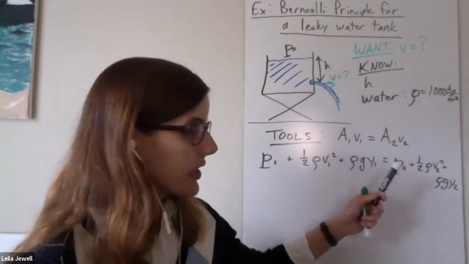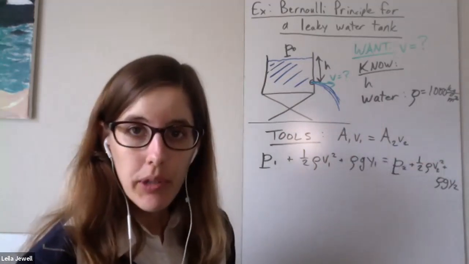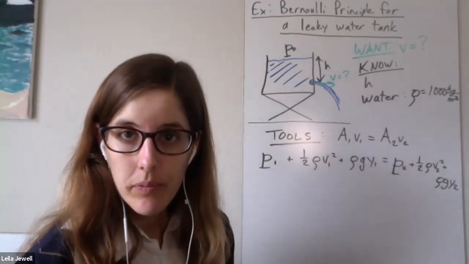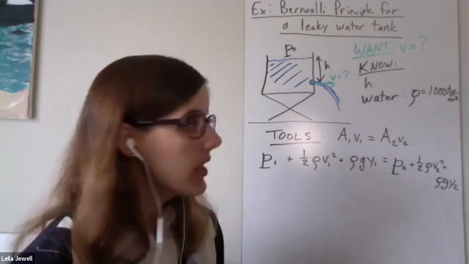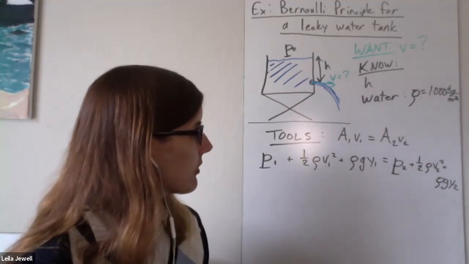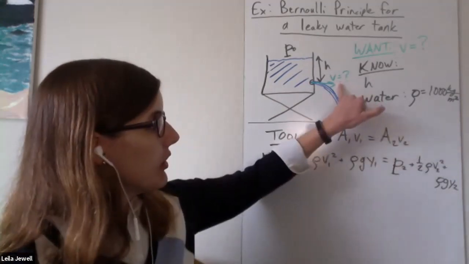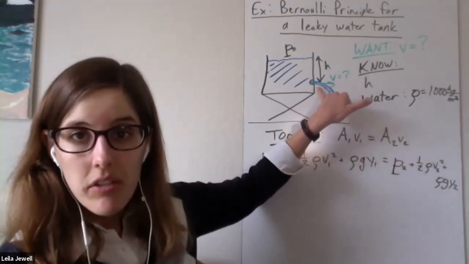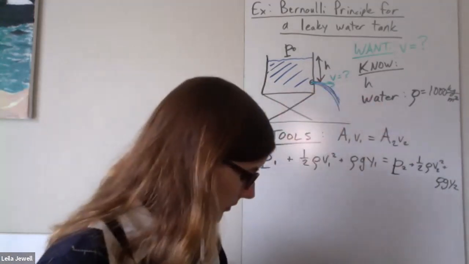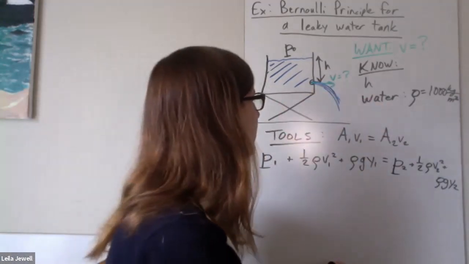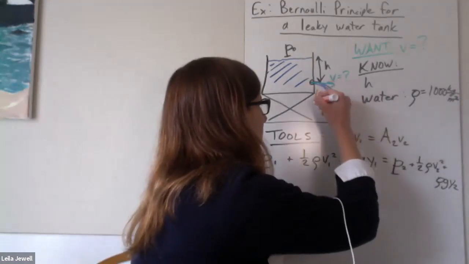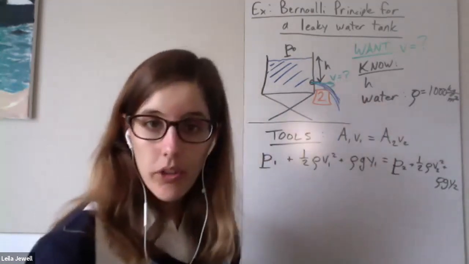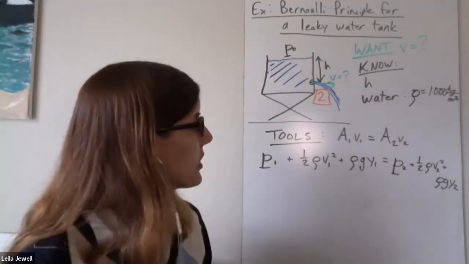Now for both of these, we want to identify a point 1 and a point 2. We have to choose two particular places in our fluid's motion. We're trying to solve for the speed as it exits, so that seems like a good point to label, say, 2. Like it's the second point. So where the water is leaving is point 2.